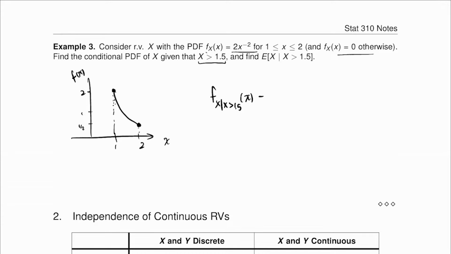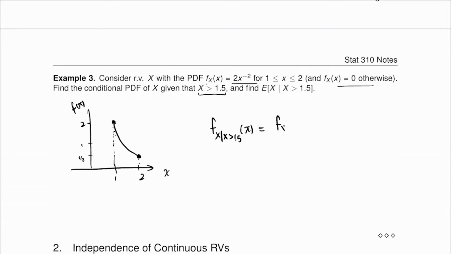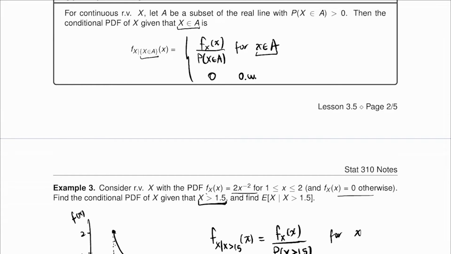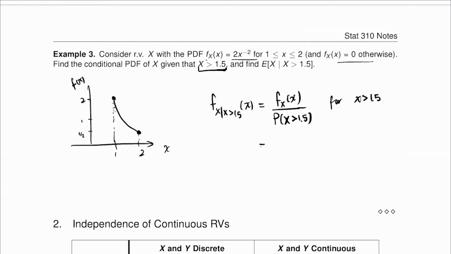Using the formula, we know that this is given by the marginal of x over the probability that x belongs to a subset. In this case, the subset is given by the values of the random variable that are greater than 1.5, right? And this is for x that belongs to the subset, which again is greater than 1.5. Okay, the marginal is 2x to the minus 2.